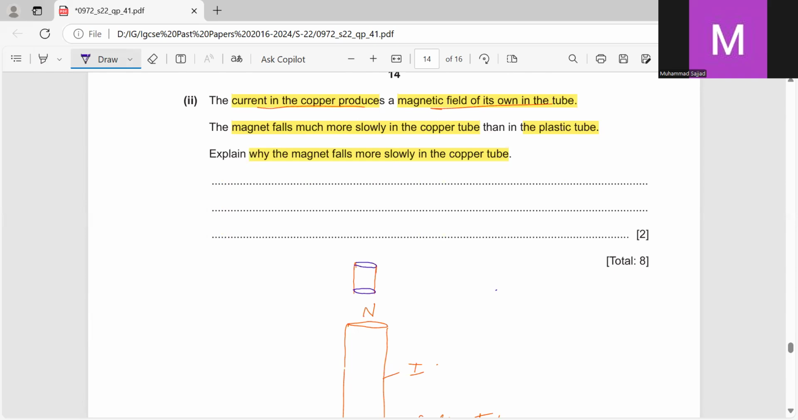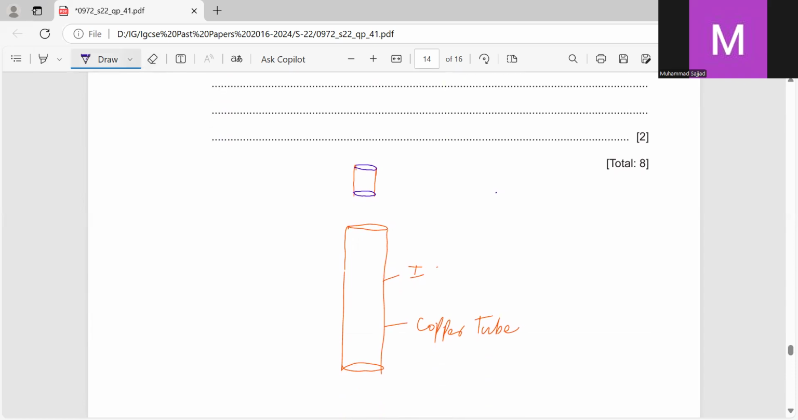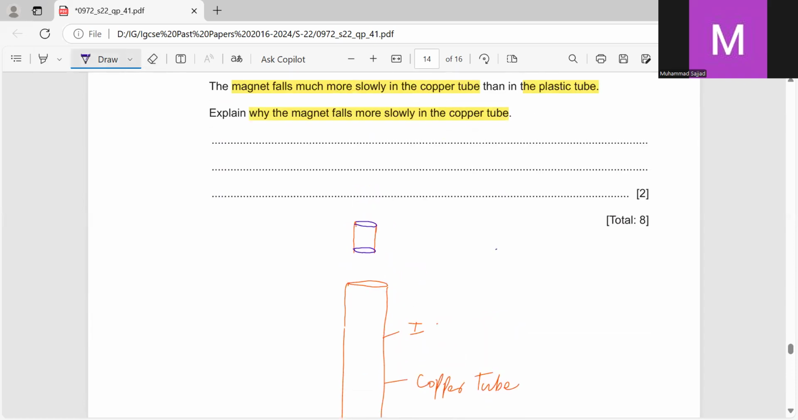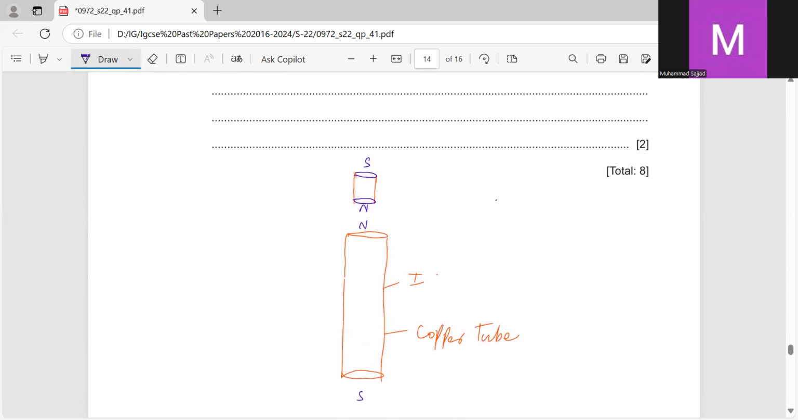If here this north and south, I'm not going to write it first. Wait a minute, they will come later. So let me say, if this end of this magnet is north and this end is south, so this current will induce the poles, magnetic poles, in such a way here will be north and here will be south. Why? Because this induced current, it always opposes the change which is producing it. So if the magnet is falling downward through this pipe, so there will be the magnetic field of the induced current opposing the motion of this magnet.